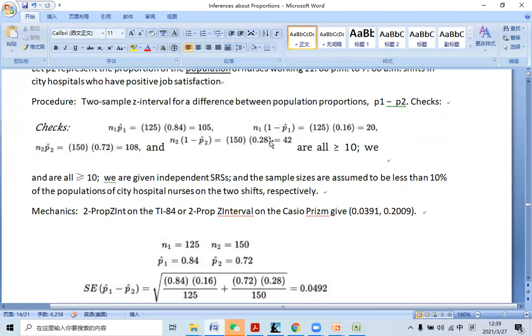And then you want to check n times 1 minus p. This is also called the q, the complement of the proportion. You have 125 times 1 minus 0.84. That's 0.16, and you get 20. That is larger than 10.